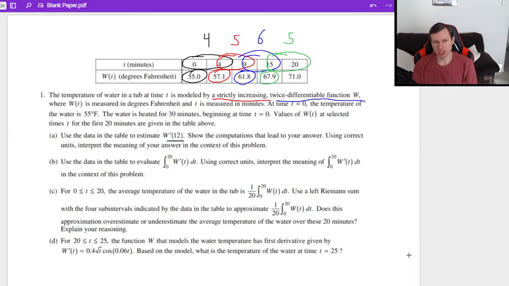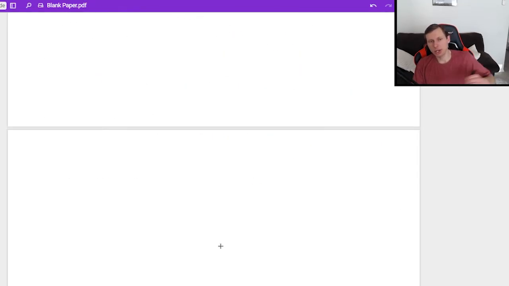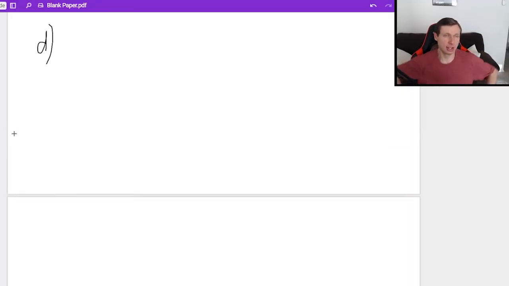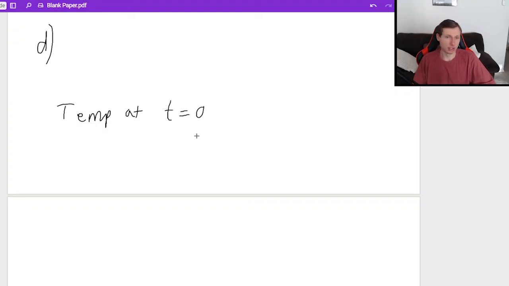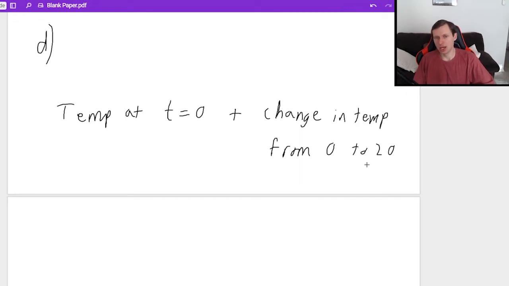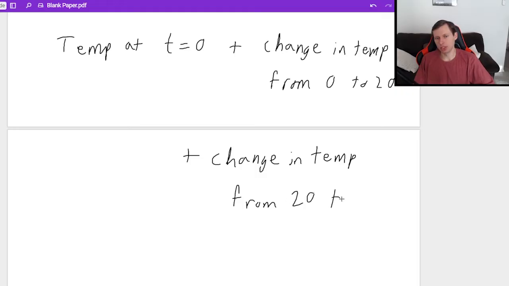Yep, so I know what to do for this immediately. Let me try to explain this first in English, and then I'll explain it with the math. If you want to know the temperature at 25, you would first start with the temperature at time 0. You would then add the change in temperature from 0 to 20, and then you would also add the change in temperature from 20 to 25. That's all you need to do to find the temperature at 25.